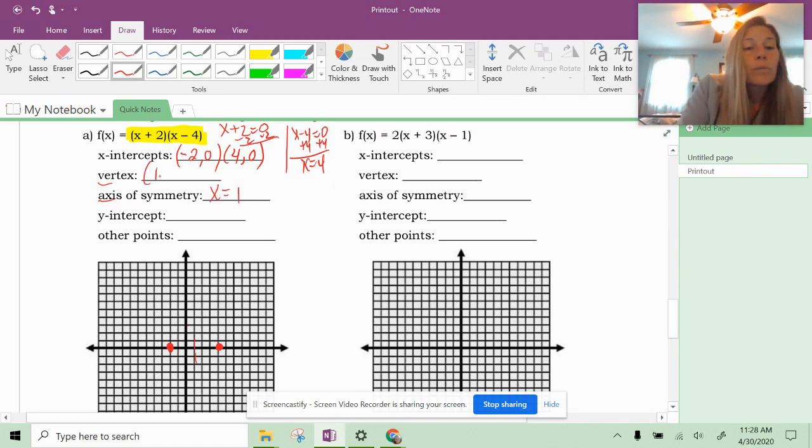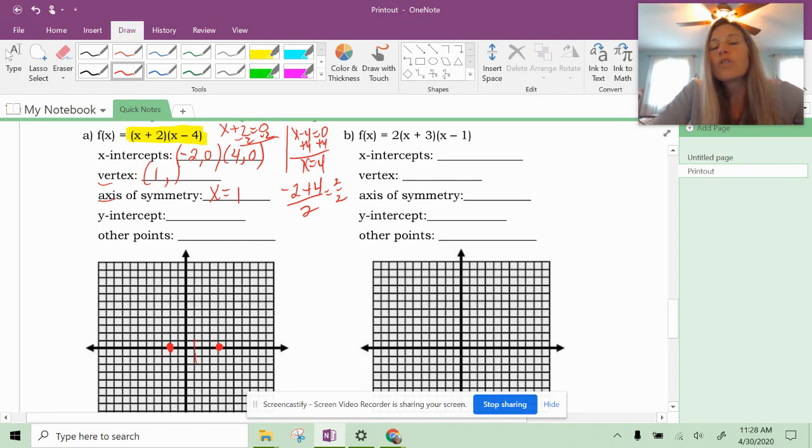And that would be the first part of your vertex. Now, if you can't tell from looking at the graph, then you just average out those 2 numbers. Negative 2 plus 4 divided by 2 would give you 2 over 2, which is 1. So you're just averaging them out to find that x equals 1. That same x equals 1 is our axis of symmetry. It's also going to be the first half of the vertex point.